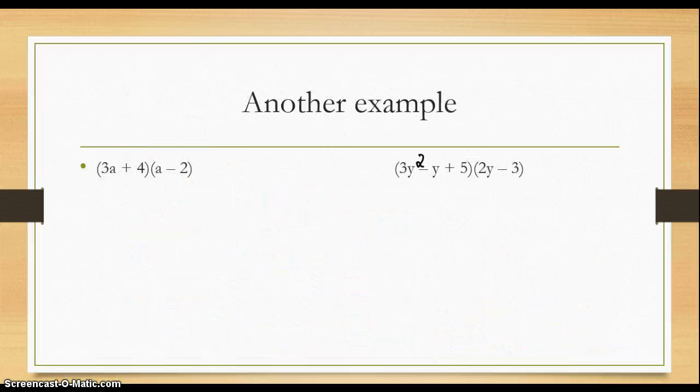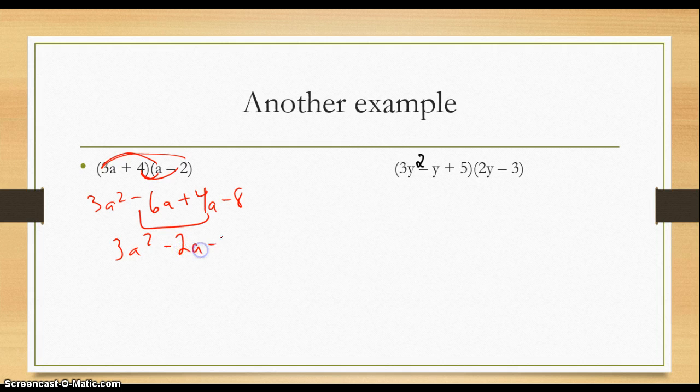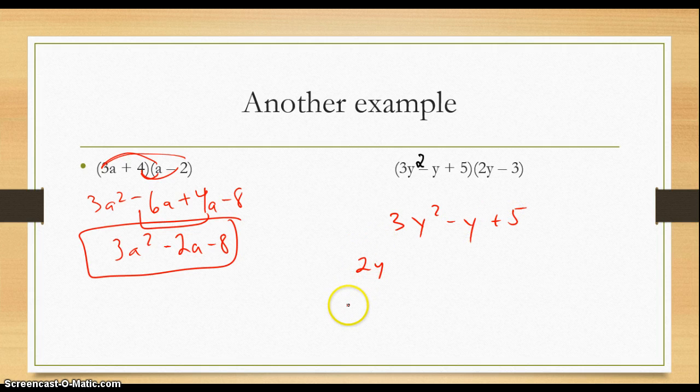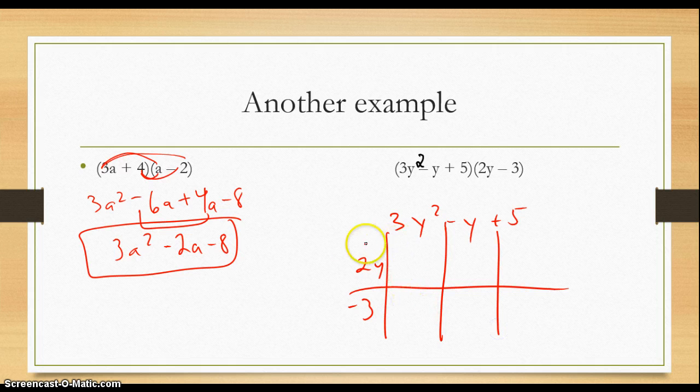Alright, so let's just look at this. I'm going to solve one of them using FOIL and the other one using the box method. When you have more than 2 terms inside of parentheses, maybe the box method may be the easiest. But when I have 2 terms, I like to use FOIL. I'm just extremely familiar with that. So combine the middle terms, 3a squared minus 2a minus 8. It just comes naturally to me. So when it has more terms, maybe you want to use this box method. There's nothing wrong with either of them. It's just your preference.